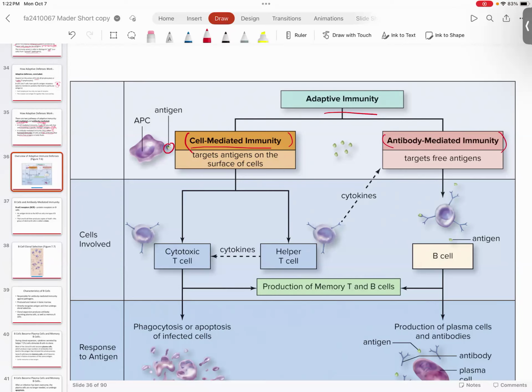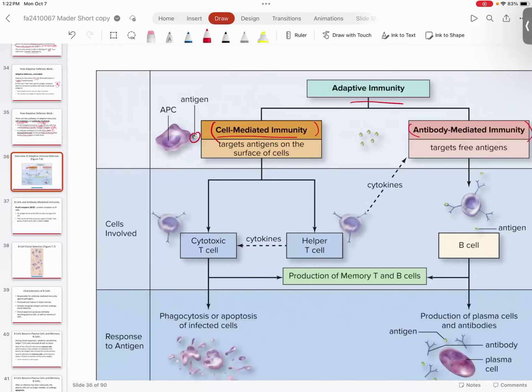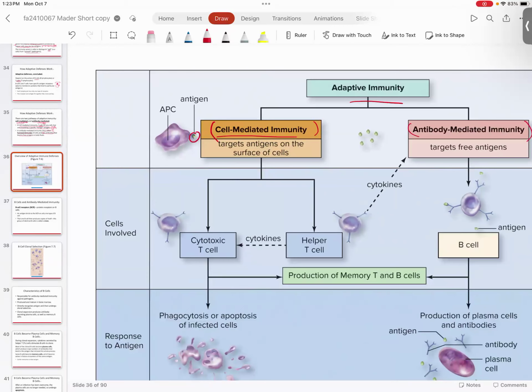And so what's going to happen is typically you'll make two different types of cells in this cell-mediated situation. So the cells that you have are what's called cytotoxic T cells. These are the warriors. These are the ones that will go after the pathogens, the cytotoxic T cells. But they also will make what's called helper T cells. So these guys are the regulators.